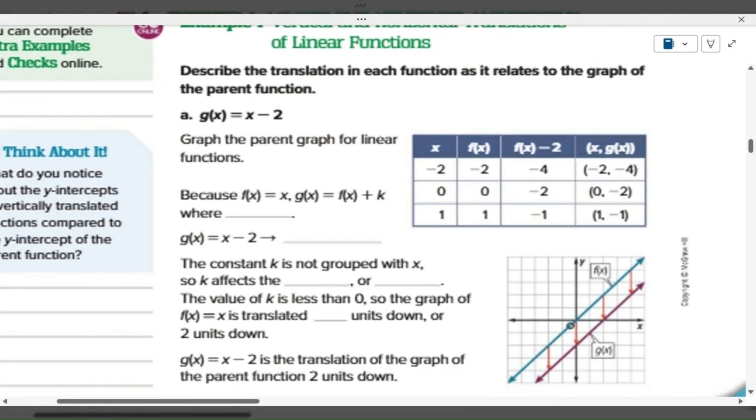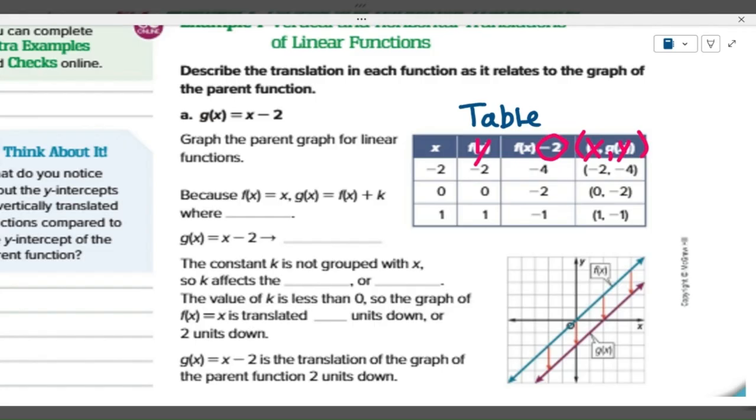So it asks us to describe the translation in each function as it relates to the graph of the parent function. Each of these examples is going to include a table, and this table is going to show you what's happening to the coordinate points as we move. So these are the x, these are the y coordinate points. We are subtracting a certain value and we end up with a new x and a new y coordinate pair. Okay, so we have our x values, our y values. We show what happens to the y value when we subtract something, and then we get a new x-y pair.